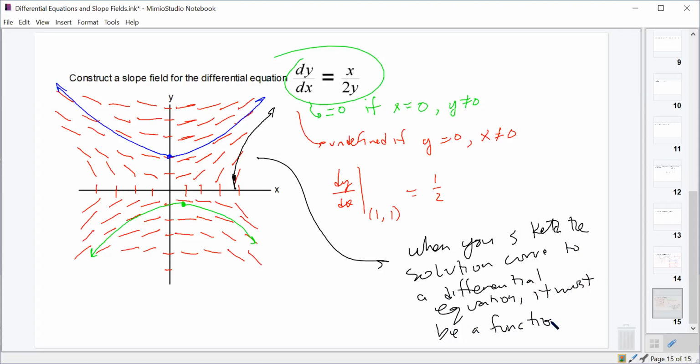So what that means is I can't extend this down here because then it doesn't pass the vertical line test. I just have to stop there, right around the x-axis, where it would start curving back and go underneath it again. Make sense?